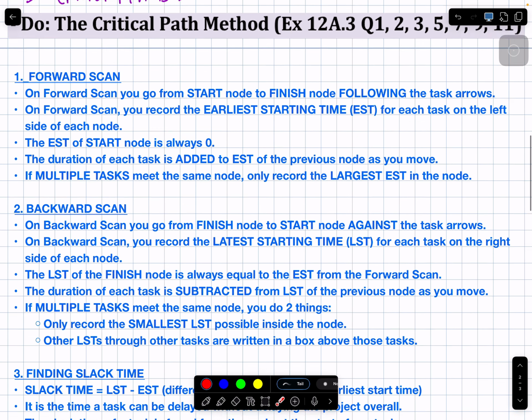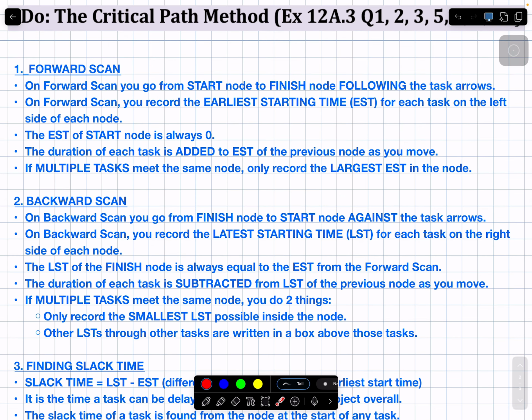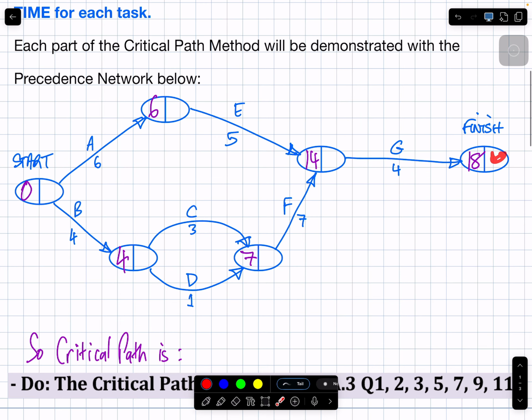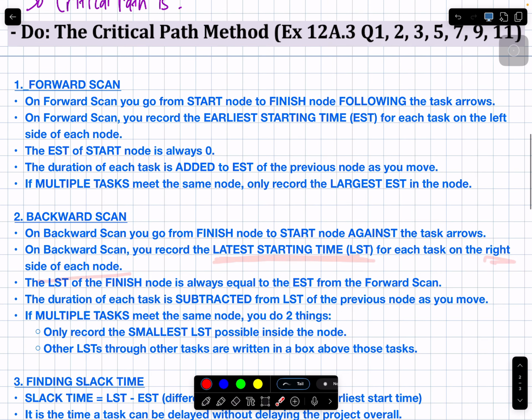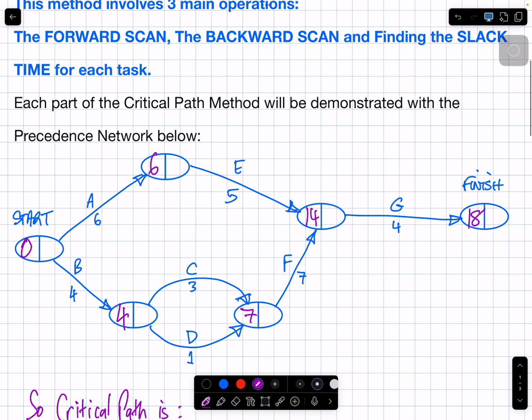Okay? Backward scan. On the backward scan, you record the latest starting time, LST, that goes on the right-hand side of each node. So on the backward scan, you're filling in this. What do I do? The LST of the finish node is equal to the EST of the forward scan. So you can only do a backward scan if you've done the forward one. Why? Because I need to know that that's 18, so I can also write 18 there.